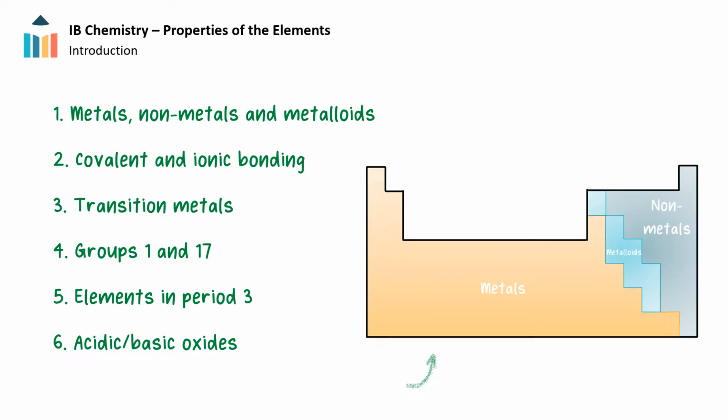We'll go over what differentiates a metal, a nonmetal, and a metalloid, covalent and ionic bonding, what defines a transition metal, the elements in groups 1 and 17 to give us an idea of how properties change down a group, the elements across period 3 to give us an idea of how properties change across a period, and we will end with a discussion on the acidic and basic oxides of the elements across periods 2 and 3. So let's jump straight into it.